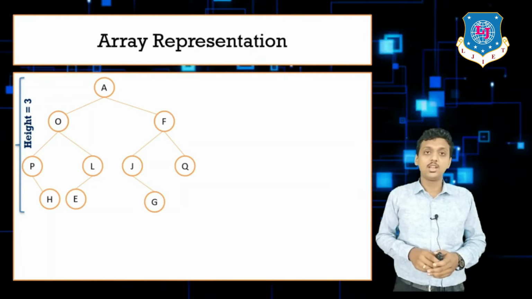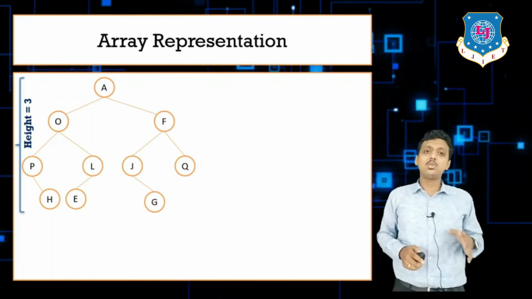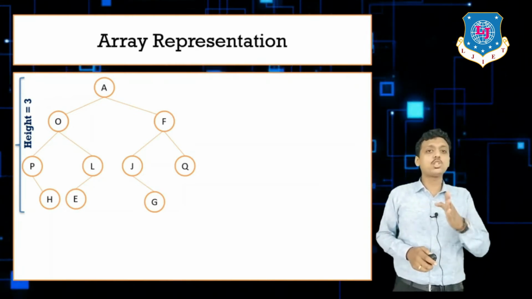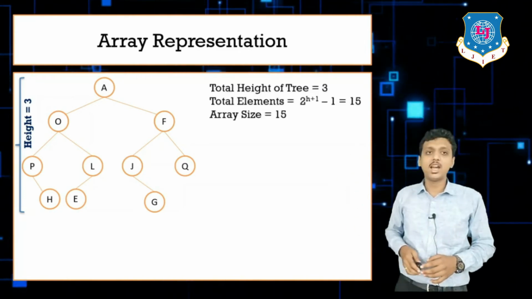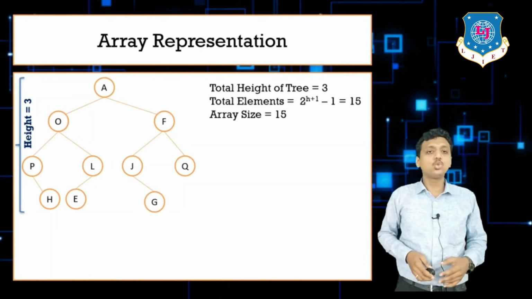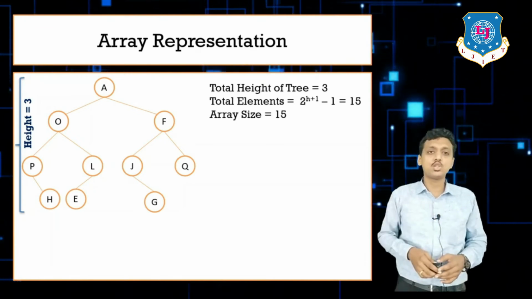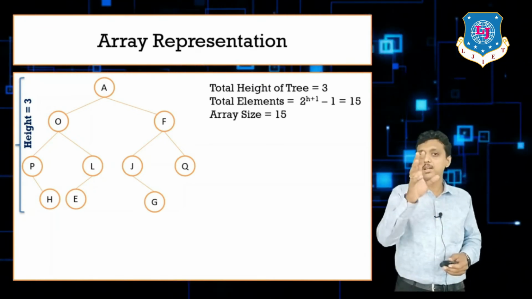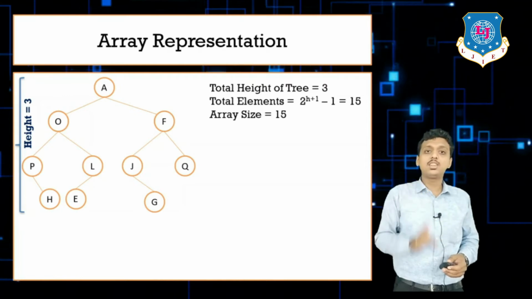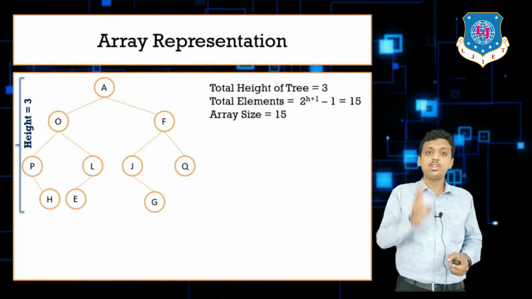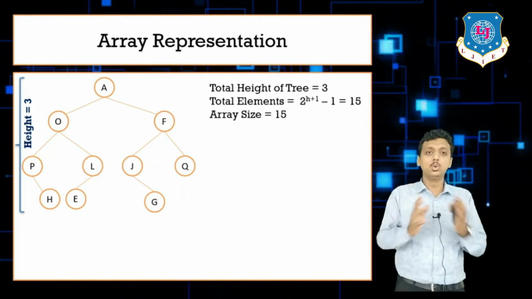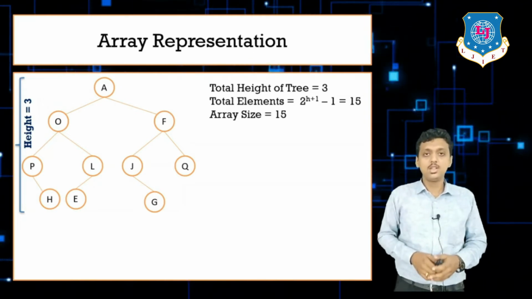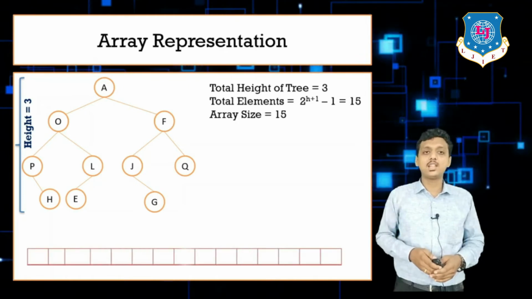So how to calculate it? We just need to calculate using the formula 2 raised to h plus 1, minus 1. Here the height of the tree is 3, so 2 raised to 4 minus 1 becomes 15. So with a tree of height 3, you can insert a maximum of 15 nodes. Fine. So here we can make an array of size 15.